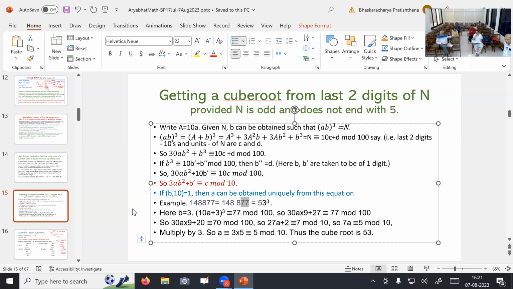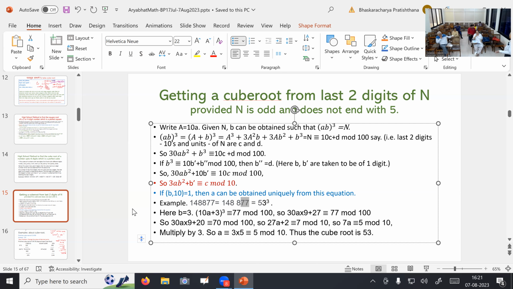So in Shakuntala Devi's case, that number was actually an odd number and not ending with 5. So she doesn't have to do any further modifications of this type, and she could directly look at the last 9 digits and get the answer. I only mentioned this orally last time, but if you want to really write down the argument, then that is what you have to write.